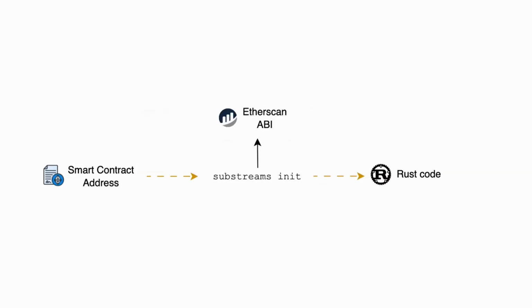The Substreams CLI offers an easy way to initialize a project, the Substreams init command. Given a smart contract address, the Substreams init command generates a Substreams project indexing all the events of the smart contract. In order to generate the Rust code, the command fetches the ABI from Etherscan. Let's see it in action.